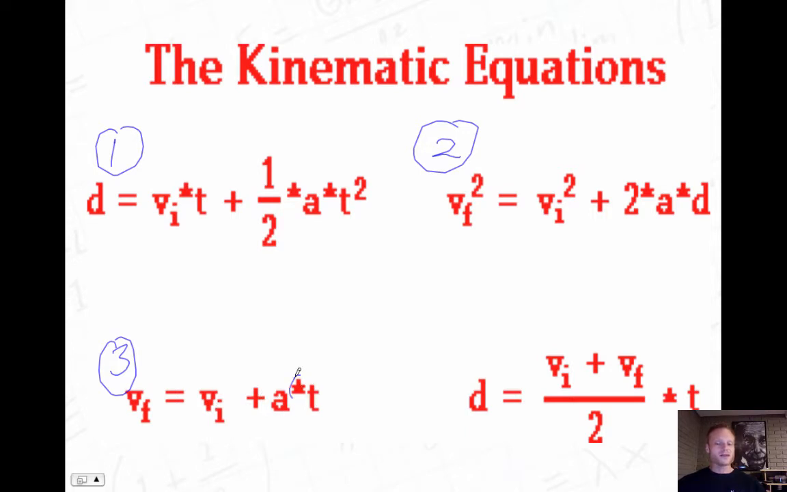So this star thing means multiply, just in case you're confused. It looks a little crummy on my screen right now, so it probably doesn't look real good at home. And the final one, the fourth equation, is d equals v sub i, or initial velocity, plus v sub f, or final velocity, divided by 2, and really I suppose this should be in parentheses, times time.